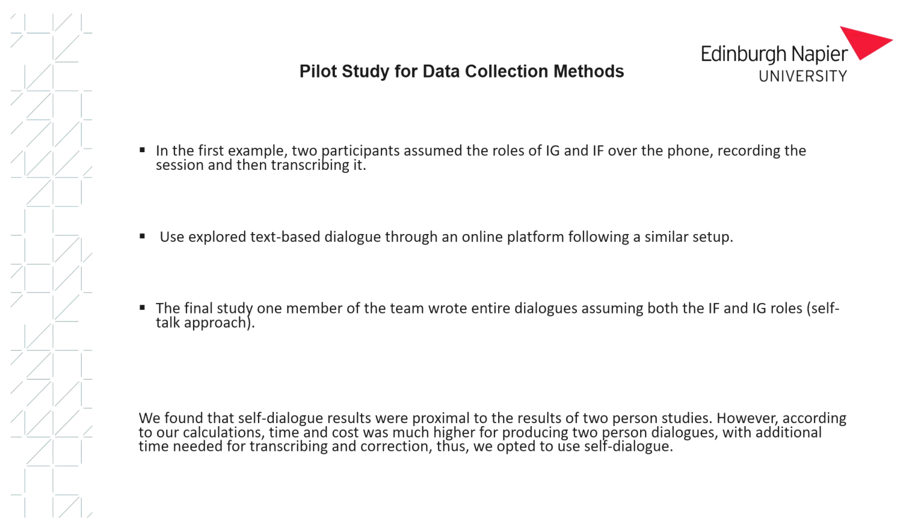Thirdly, we tried this with one member of the team. One person took on both roles of the information giver and the information follower, and wrote the entire dialogues assuming both of these roles. What we found by comparing these three methods was that the one-person dialogue entry was very similar to the previous two in terms of quality of data and natural conversational patterns. It also allowed us to produce these dialogues much faster, because we didn't have to rely on two people doing them at once. The cost was also much higher to have two members of the team working on one dialogue. So we opted to use the self-dialogue approach.